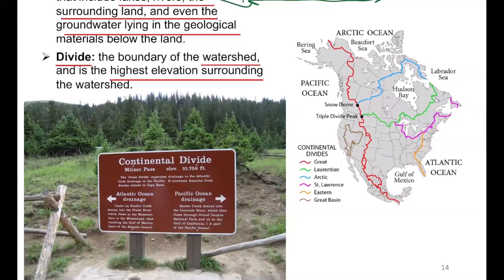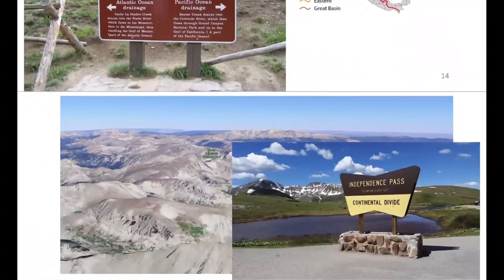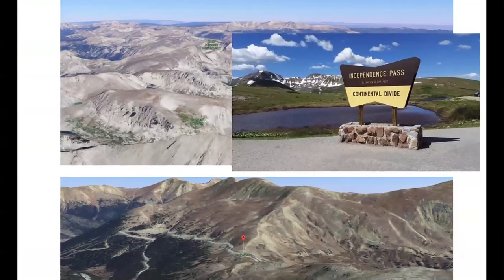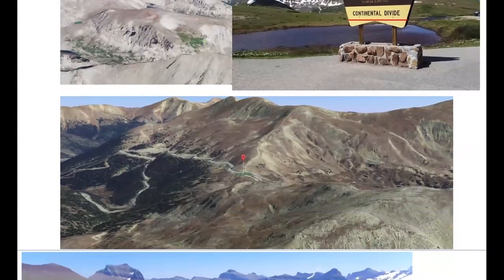So these divides actually separate the North American continent into different watersheds or different basins. And when we analyze the water quality or the water transport, we can just look into the water properties within each of these basins, right? So here I'm showing some pictures of the divide, okay? They even put up landmarks, right, to show that this is a continental divide. So all of these divides are associated with tall mountains, right?